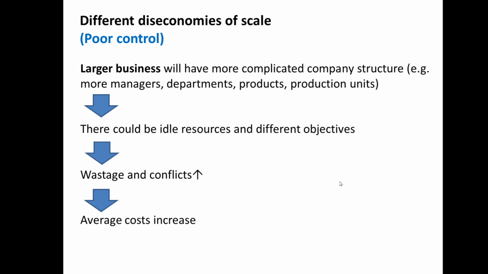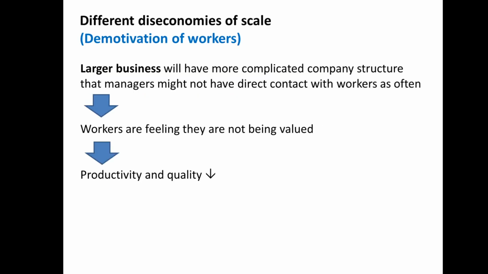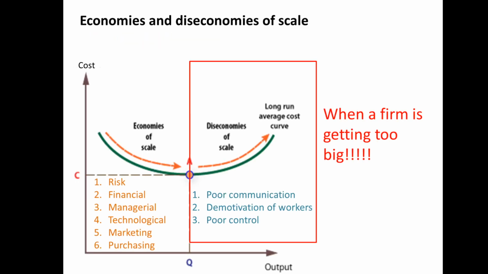So that's all for the factors for diseconomies of scale, and usually we will focus on only these three. Okay, so let's do a quick summary.